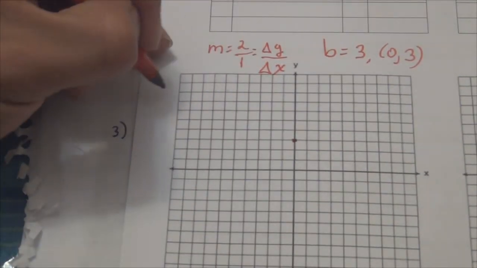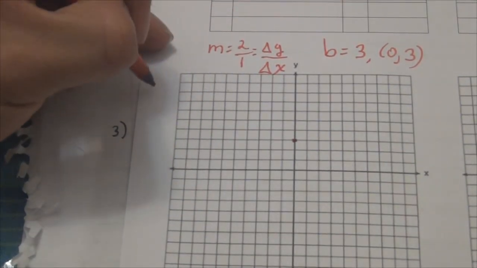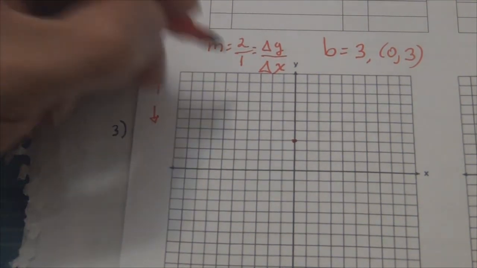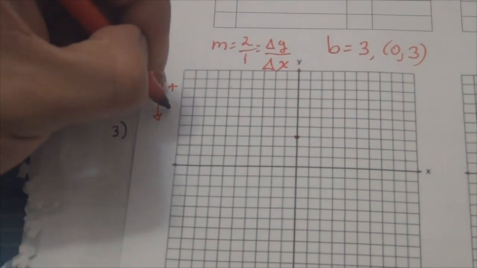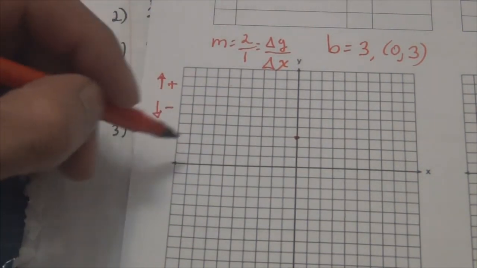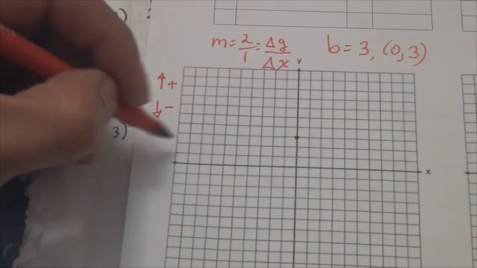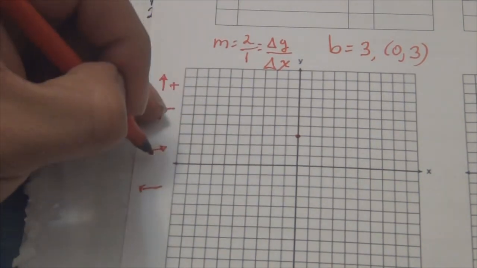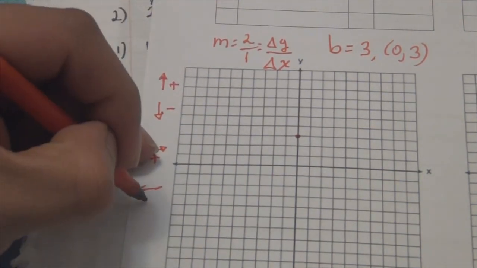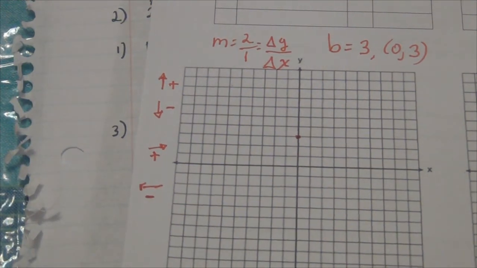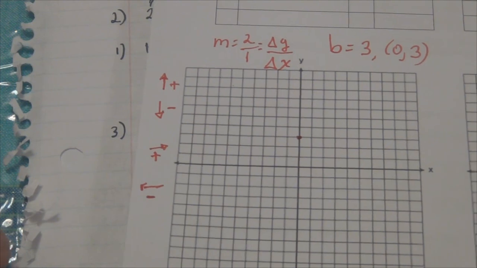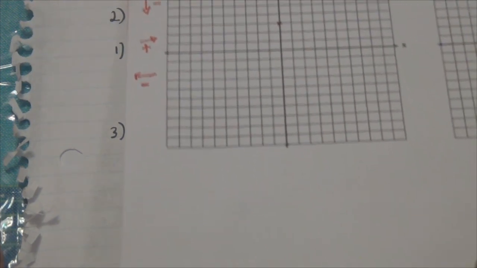For example, the change in y can go either up or down. Up means positive, down is negative. The change in x, which is sideways, can go right or left. Right is positive, left is negative. So there are different combinations that can give you a positive slope or a negative slope. Let's look at them right now.